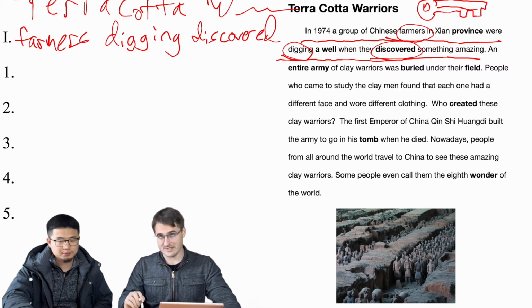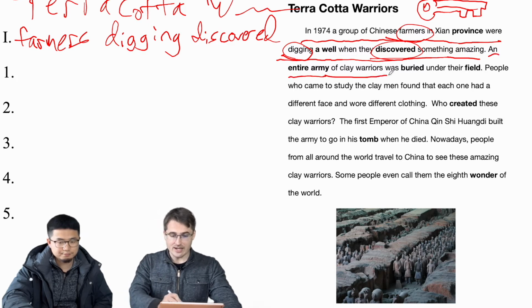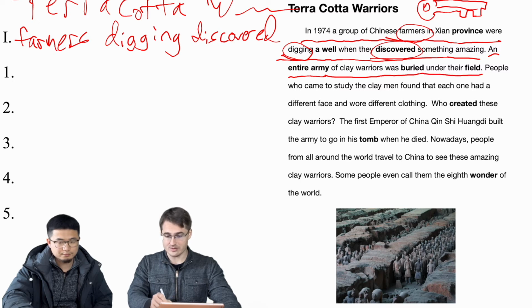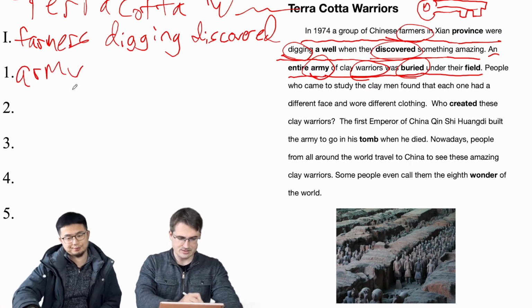I'll give you one more example, and then I'll ask someone to help me. The next sentence: An entire army of clay warriors was buried under their field. So I want to remember, okay, there was an army of warriors buried. Okay, so I'm going to write this.